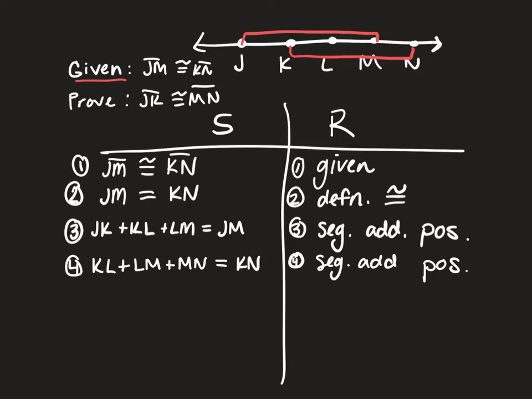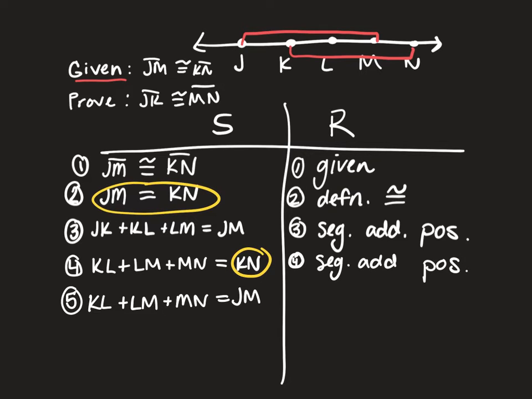So then, since we know JM is equal to KN, we can change that KN to a JM. So step 5, we're going to take the first part of step 4. And now it's going to be equal to JM, because I took this and used it to substitute.